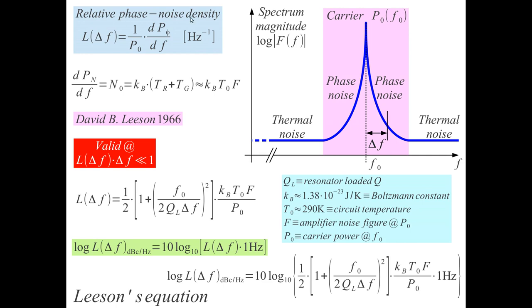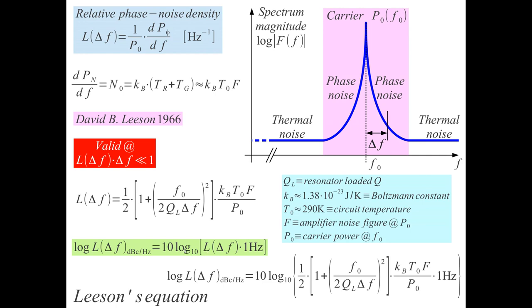Frequently, this relative phase noise density is not given in linear units. In linear units, it is hertz to the minus 1 because of this derivative, while the powers, the watts, actually cancel out here. We usually use logarithmic units in decibels compared to the carrier. This is relative. dBc is decibels relative to the carrier, over 1 hertz of bandwidth. If we have dBc per hertz of bandwidth, we first have to multiply this relative phase noise density by 1 hertz. Then, when we have removed any measurement units here, we can compute the logarithm.